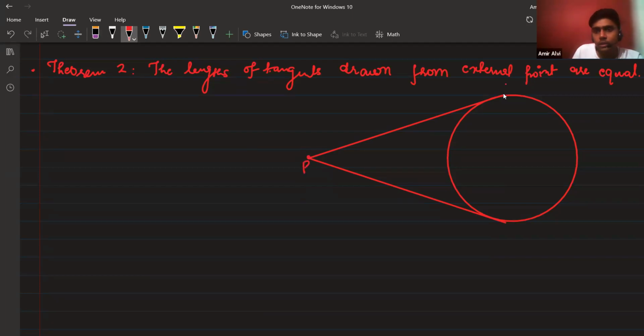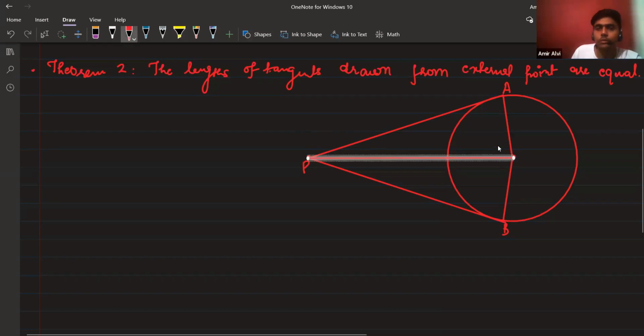This is P, this is A, and this is B. Suppose that this is a circle with center O. What we need to do is that we know that the radius to the point of contact is perpendicular. Yes or no, everybody? Yes, sir. Okay, and this point will be this connected to this.